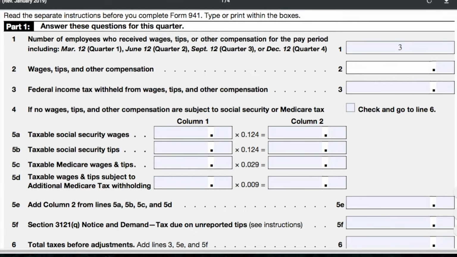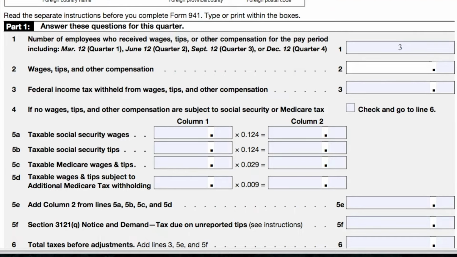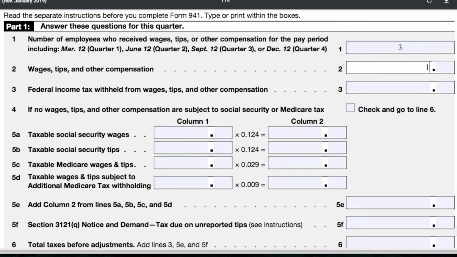In line 2, enter the gross amount of wages, tips, and other types of compensation that those employees received. Compensation can include things like bonuses, fringe benefits, and employee expense reimbursements. In this example, let's just assume for simplicity's sake that each of our 3 employees received $50,000 in total compensation, giving us a grand total of $150,000 for the 3 employees.